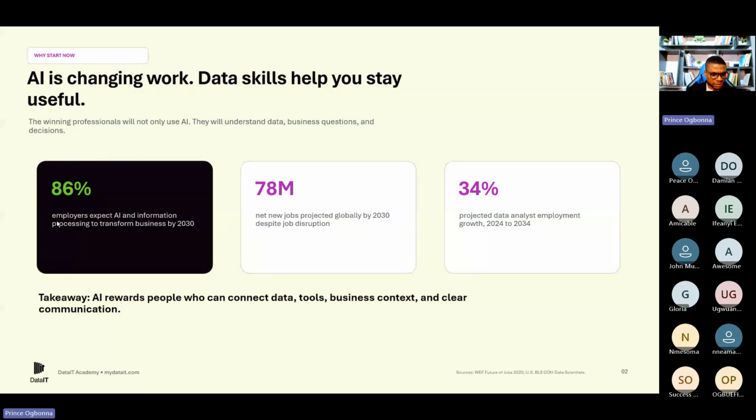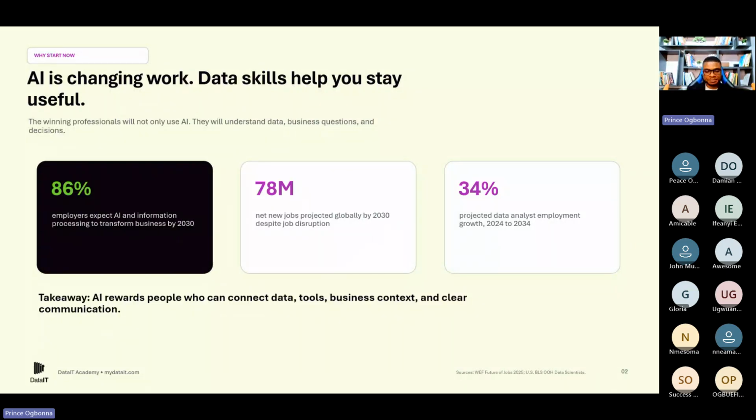These statistics are very important. You can as well look them up. I got them from the references noted down here. 86% of employers expect AI and information processing to transform business by 2030. Then 78 million new jobs are projected globally by 2030, despite job disruption by AI.